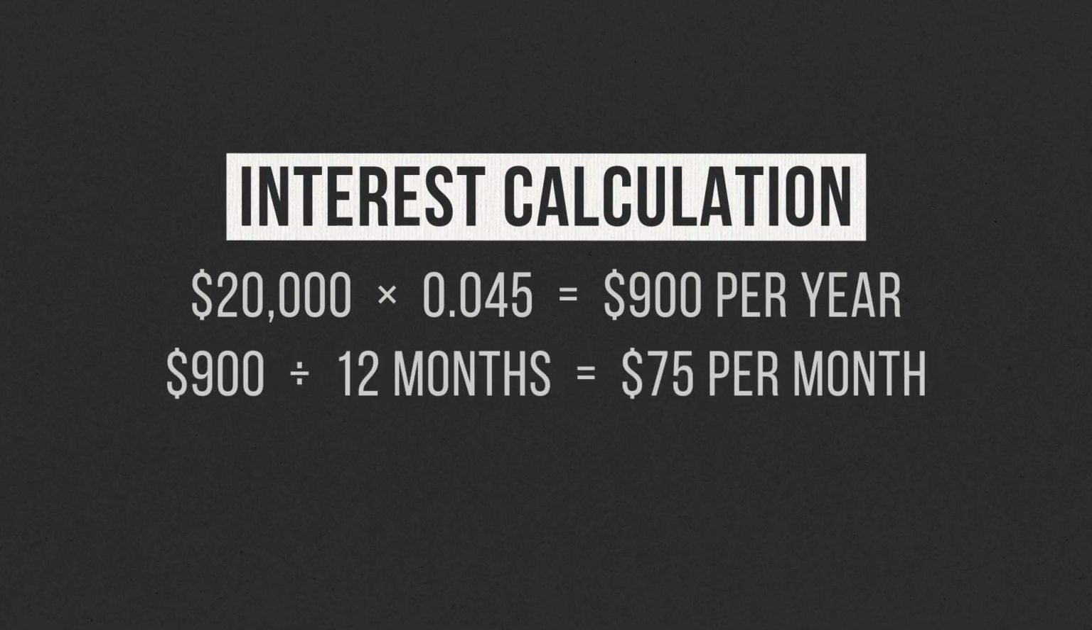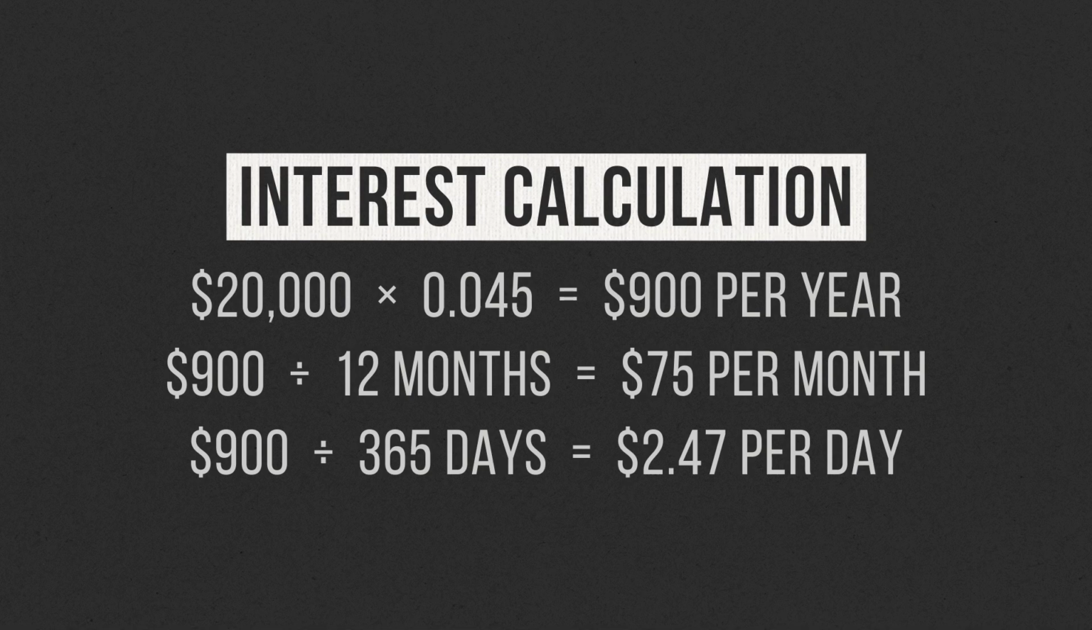How about monthly? I take my $900 per year and divide by 12 months, and I get $75 per month. What about daily? Again, I'll take my $900 per year and divide by 365 days. The answer is $2.47 per day in interest fees. That's like going to Starbucks every single day and ordering a large coffee.